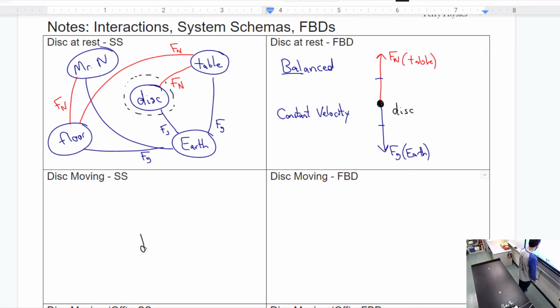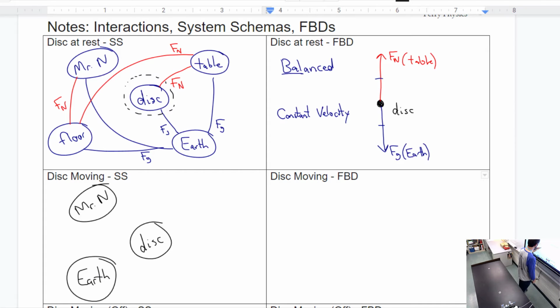We have the disk, Mr. Neutzel, we have the earth. Now where you put these things, it doesn't matter on the system schema. And we have the table. I'm going to leave the floor out because the floor wasn't really ever interacting with the disk. The thing I care about is the disk, so I put dotted lines around it. I have a normal force from the table on the disk, because the table was holding it up. A force of gravity from the earth to both of those things, and also to the disk.